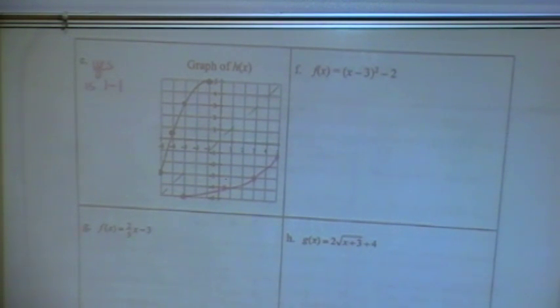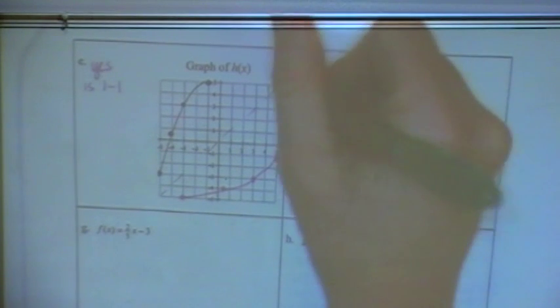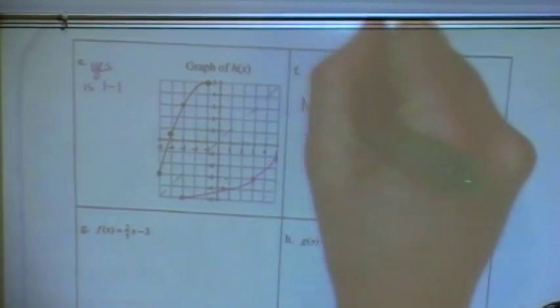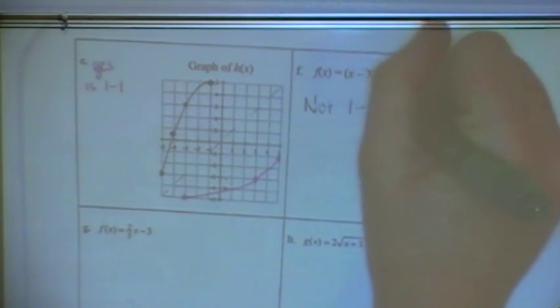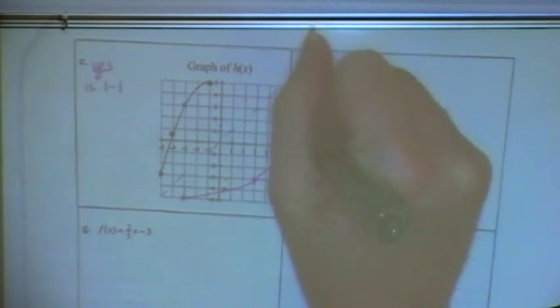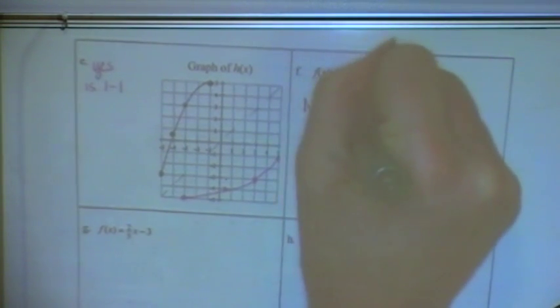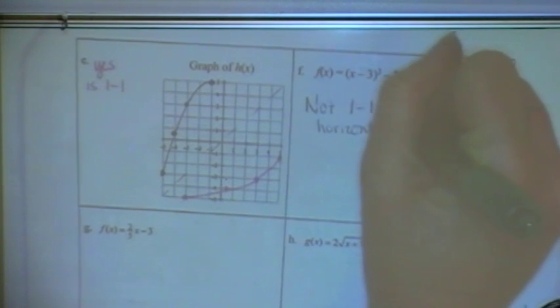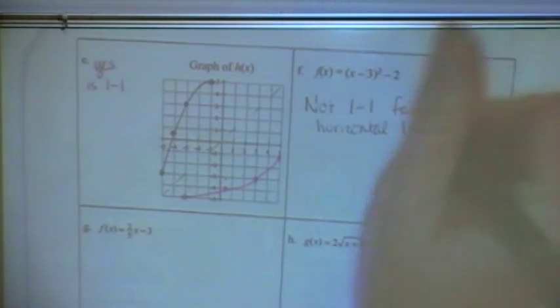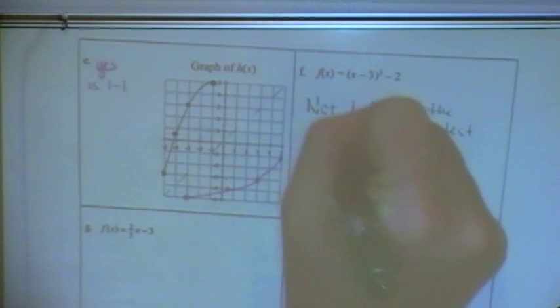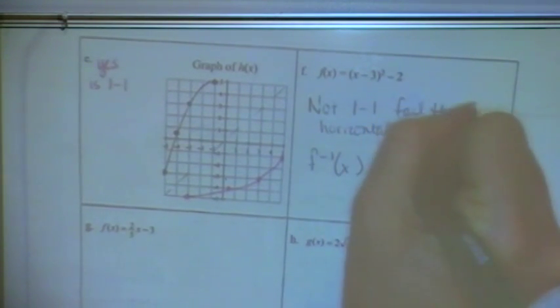Okay, so now we have some that we don't have the picture of them, and we don't even have any data from it. So this is where we have to imagine the shape. What shape is f? Quadratic. It's quadratic. So is it a one-to-one function? No, so that's all you have to put. Not one-to-one. It would fail the horizontal line test. So f to the negative 1 of x does not exist.